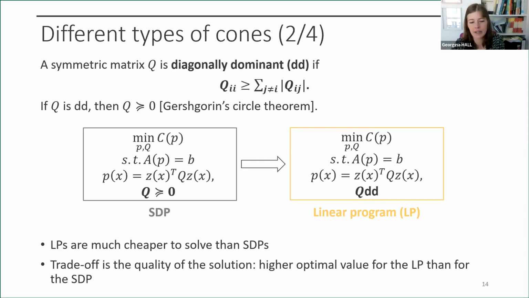As I was saying, the linear programs are going to be much cheaper to solve than the semi-definite programs, but of course this comes at a cost. The diagonally dominant matrices are inner approximations of the positive semi-definite cone. So essentially here we're optimizing over a smaller set. The set of diagonally dominant matrices is smaller than the set of positive semi-definite matrices. We're minimizing over a smaller set, so we're going to get some trade-off in the quality of the solution, in the sense that the optimal value of this problem will always be at least as high as the optimal value of this semi-definite program here.